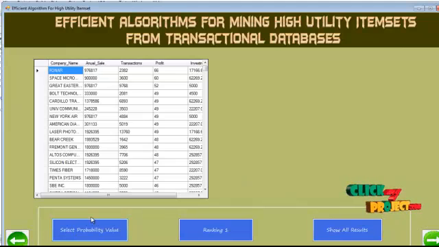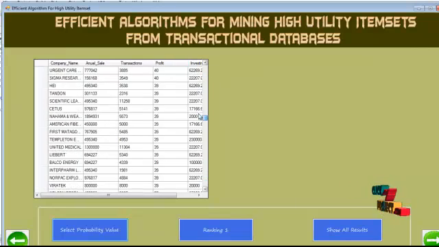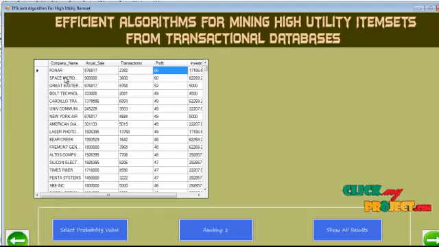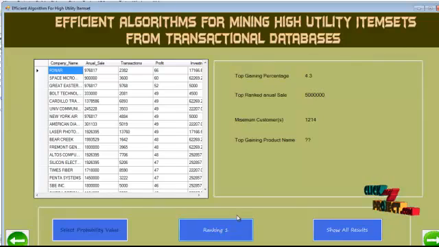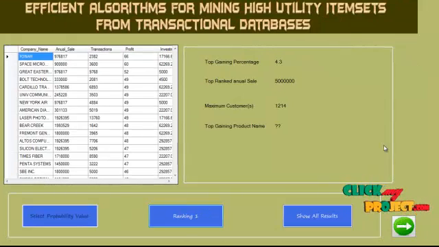After that, we need to acquire the probability value of the dataset. These are the probability values by which we determine which product should be the topmost one. After acquiring the probability of the dataset, we need to generate the ranking method. So after acquiring the probability record, we can go for the ranking. We can evaluate the total gaining percentage of this transaction dataset, determine the total rank annual sale, and determine the maximum customers who play an important role in our transaction database. Let's show all the results.